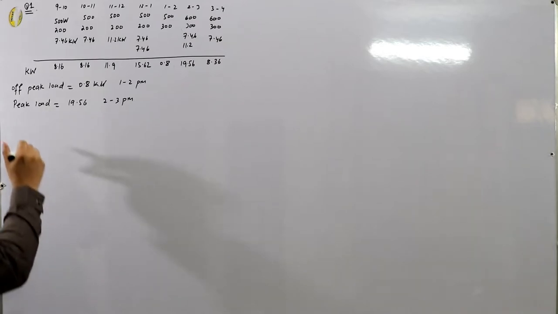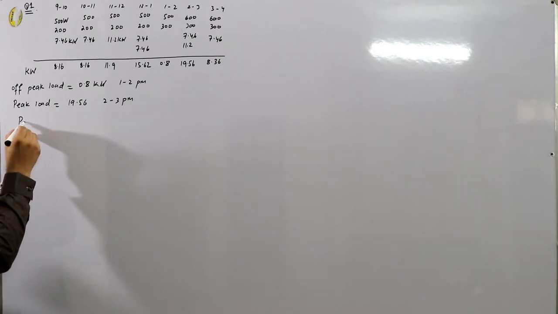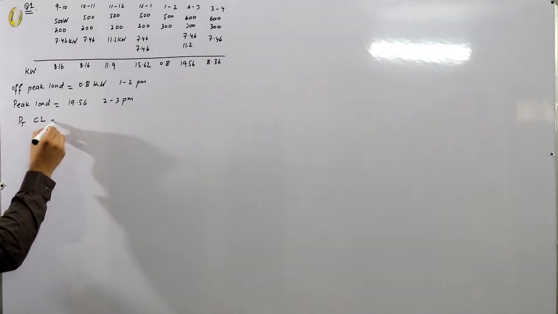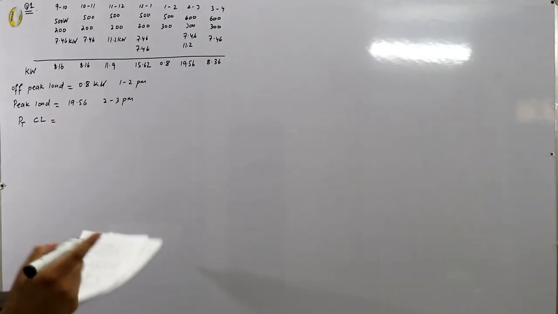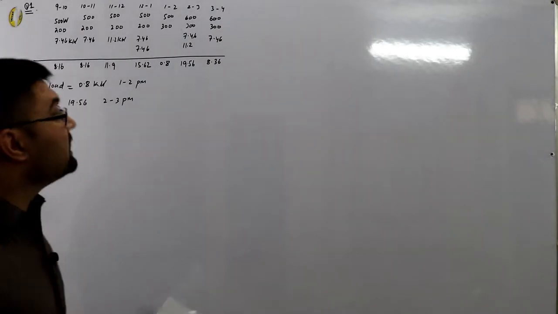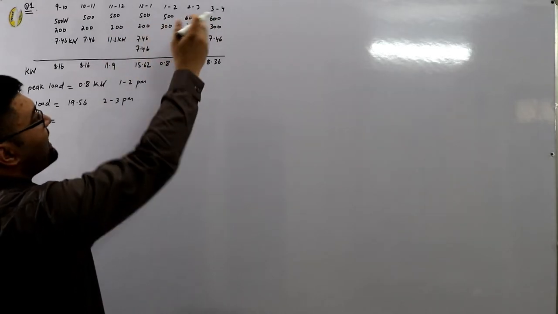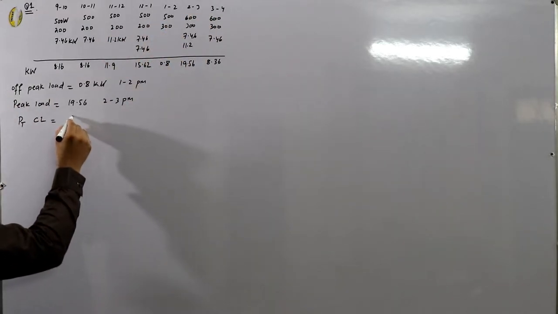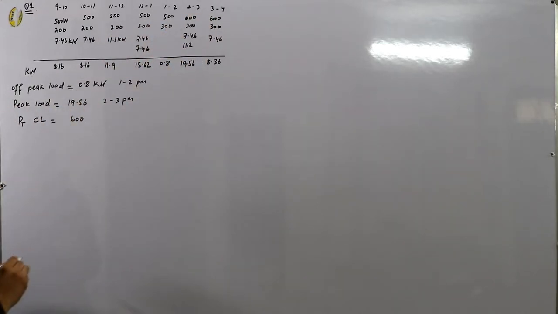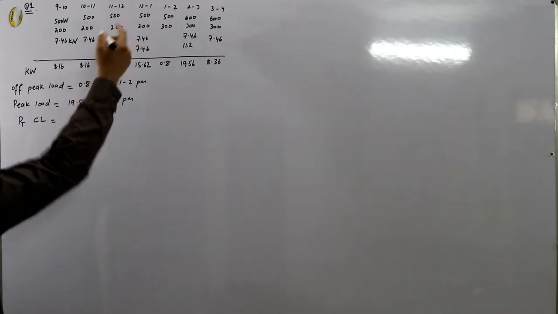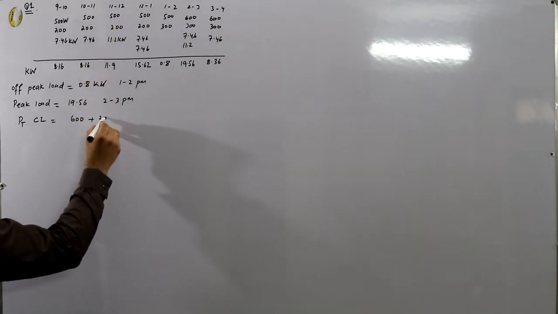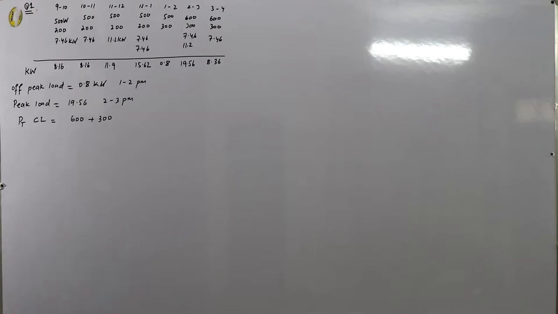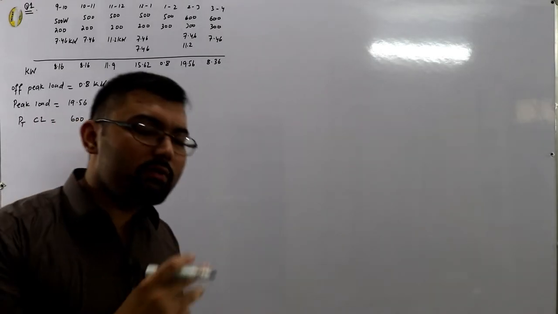So the connected load, which I would write as CL, would be what? You will go for the maximum rating. Have a look, you can see that the maximum for the fans is 600, so you could say six fans are connected. Then for the lights, the maximum is approaching 300, so you could assume he is using all of the lights at the time.